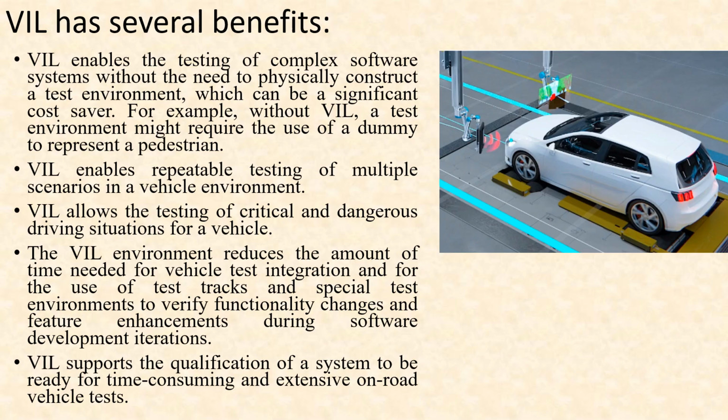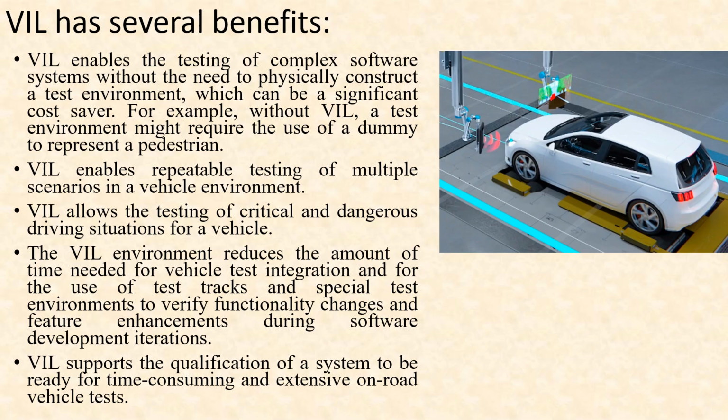Is it the left side of the road, or the right side of the road, or the middle of the road when the collision is happening? All these things can be simulated, and of course this much replication is not possible in the real world. So this is one of the main advantages of vehicle in loop.